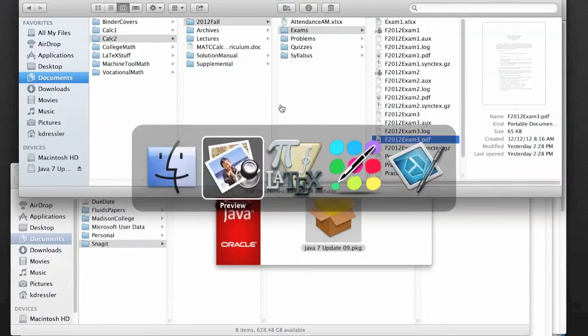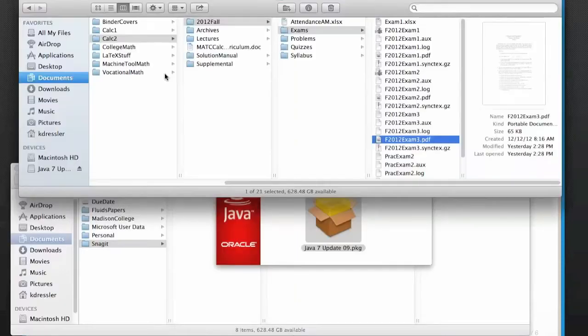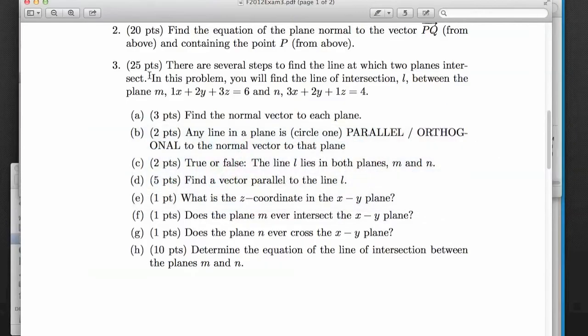So part A, number 3, part A, the normal vector m would be just simply 1, 2, 3. And then the normal vector to the n plane would be 3, 2, 1. Okay. So what's next? I gotta keep toggling the right thing.